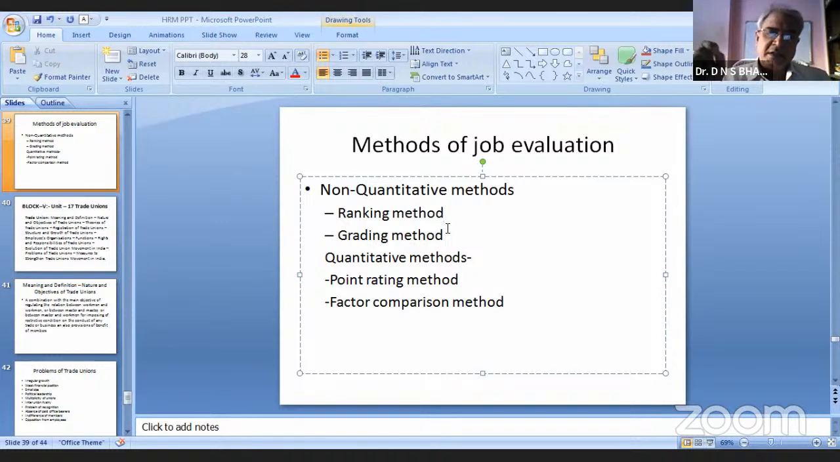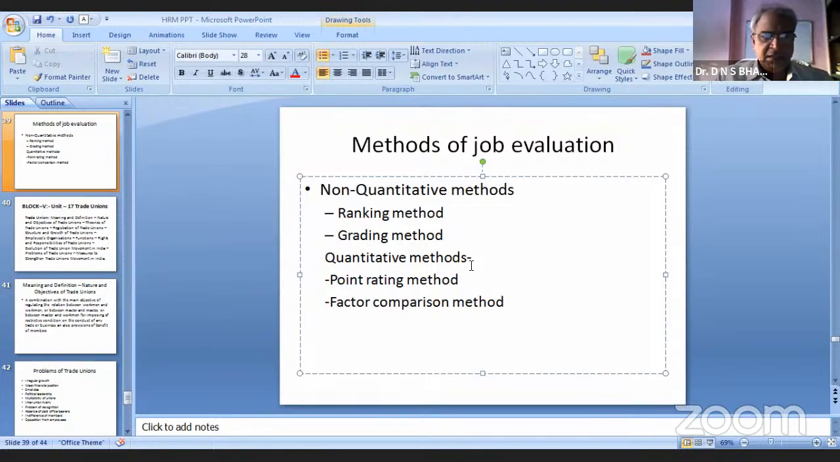Coming to the quantitative methods, the point rating method: each job is identified as one unit, and out of that, what are the factors that influence the performance of the job? What are the points that can be assigned for each factor? Then, on the basis of the sum of the points, we will assign the relative worth of the job. Finally, each point or each factor is linked with a monetary value, and on the basis of that, we will design the job.